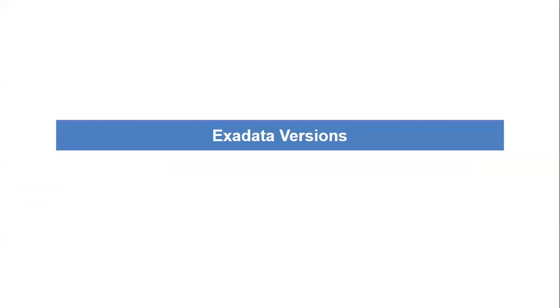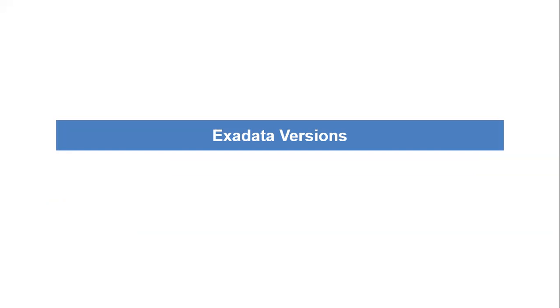Exadata includes both the hardware and the software required to deploy Oracle databases. So when you talk about Exadata versions, there are two types of versions: the Exadata hardware version and the software versions.